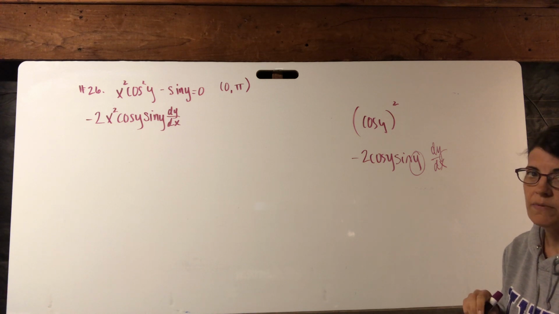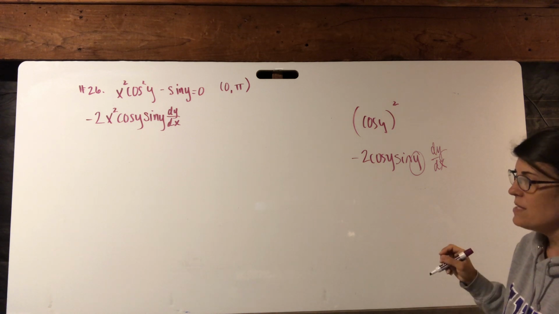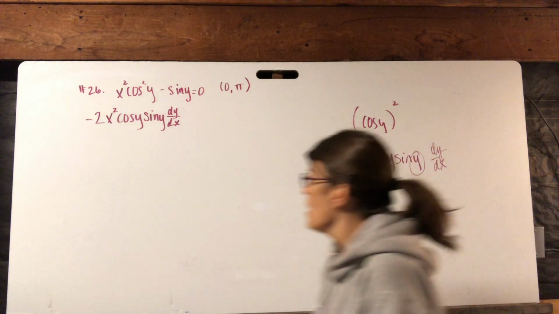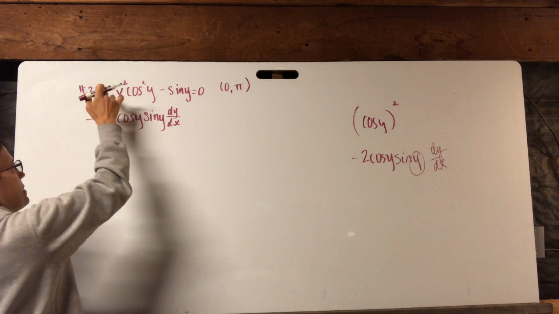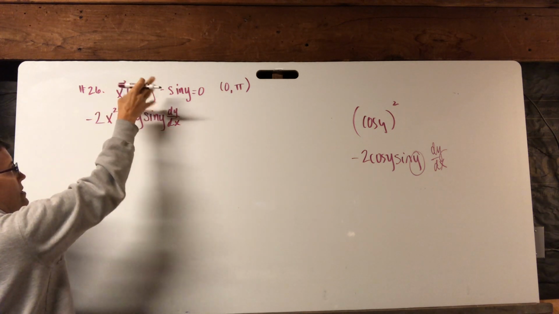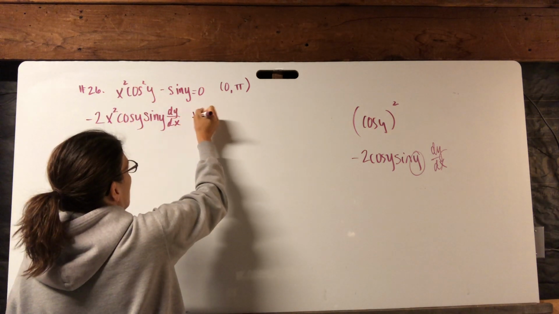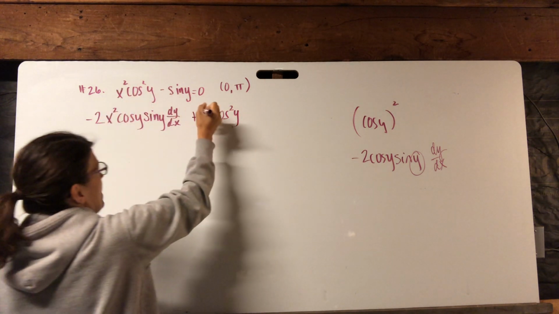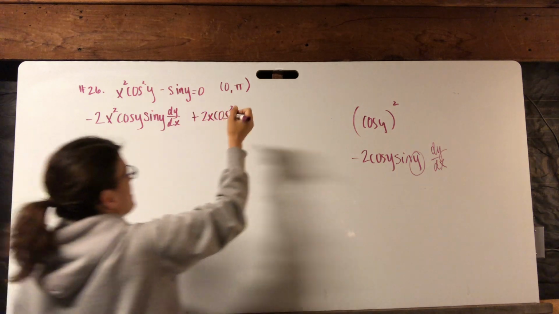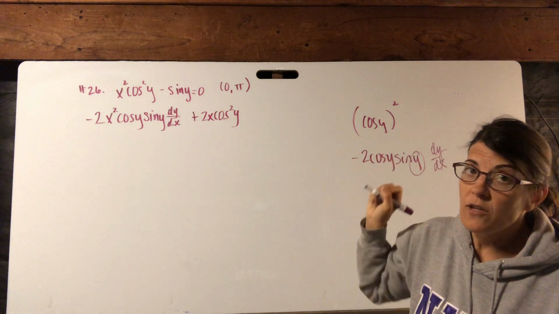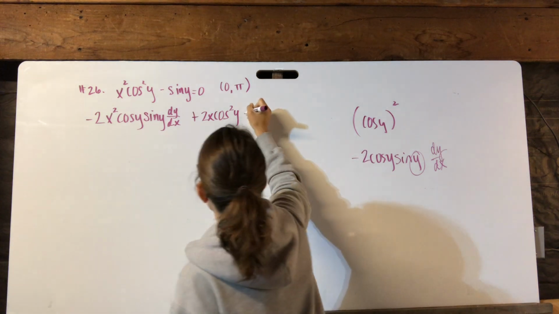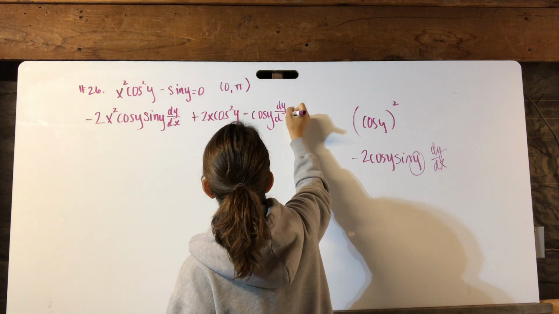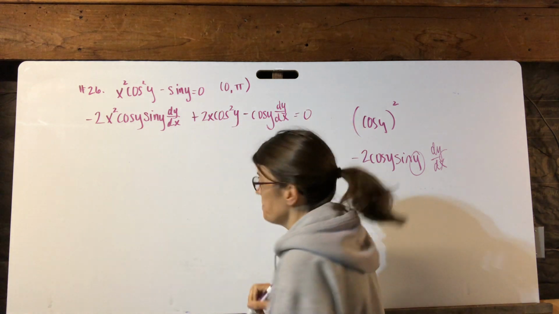I totally messed that up the first time I did this problem. I dropped the negative sign, and then everything was messed up from there. Okay, so x squared times the derivative of cosine squared y, plus cosine squared y times the derivative of x squared, which is 2x. The derivative of sine y is cosine y dy/dx.